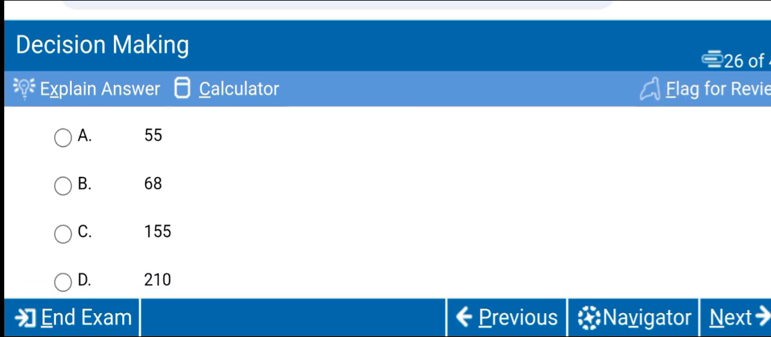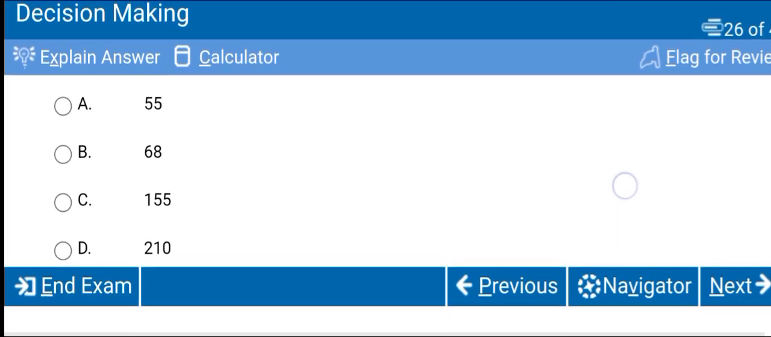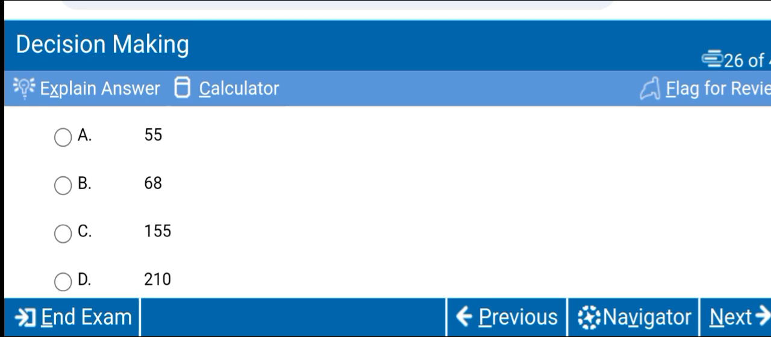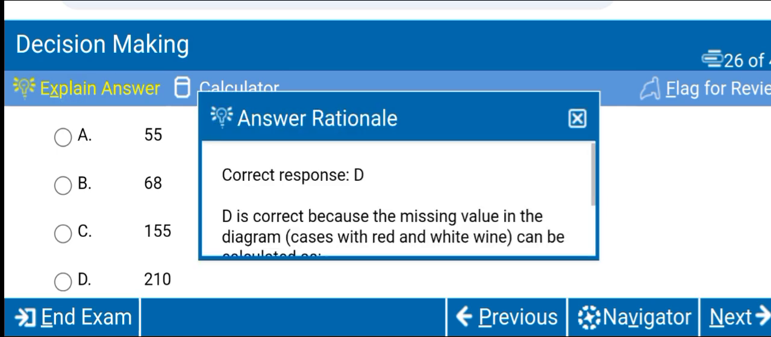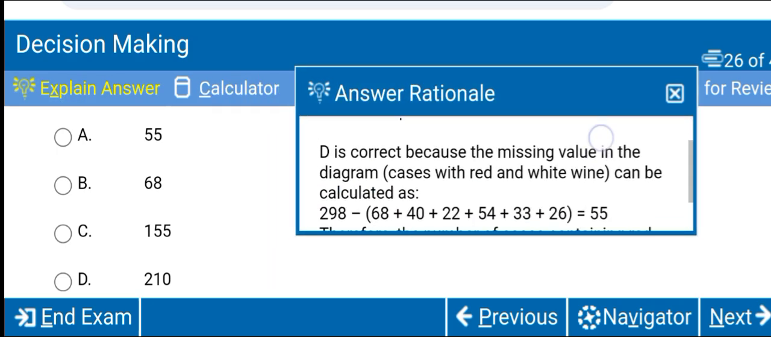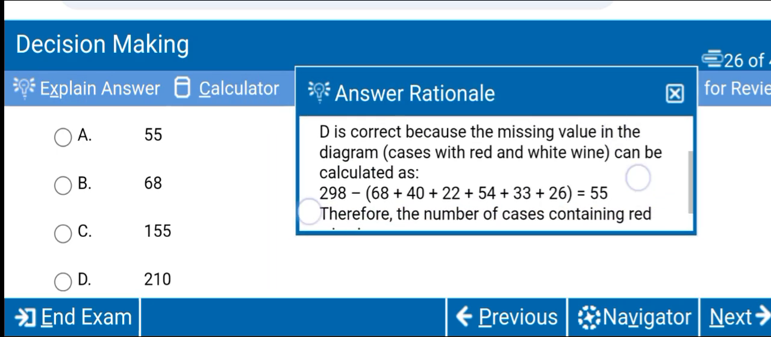Option A, 55, option B, 68, option C, 155, and option D, 210. So correct response is option D.